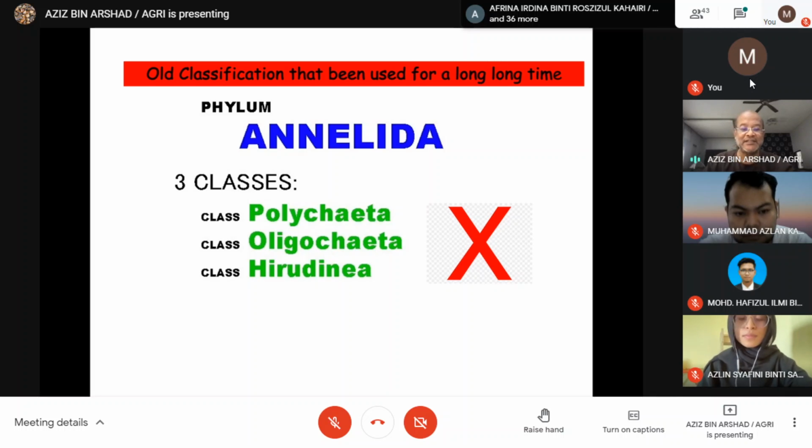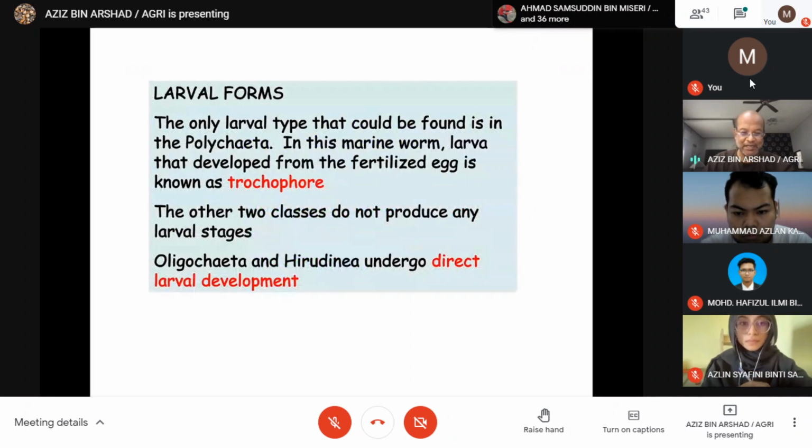Okay, so there are certain exceptions there, like protozoa. I don't want to mix you up with the new classification until a certain time, but with Annelida, I reckon please use the new classification. The only larva, if it was sexually produced, is known as trochophore. But as you see, it's only applicable to Polychaeta, the polychaete worm, which is marine.